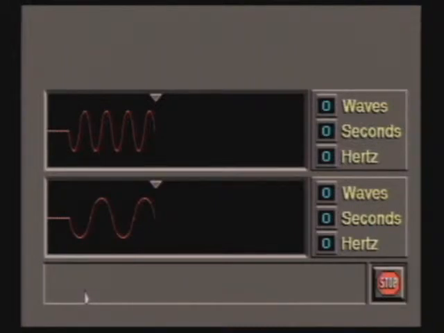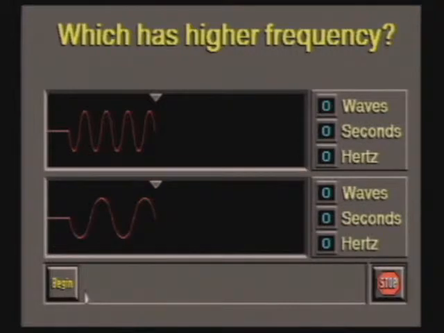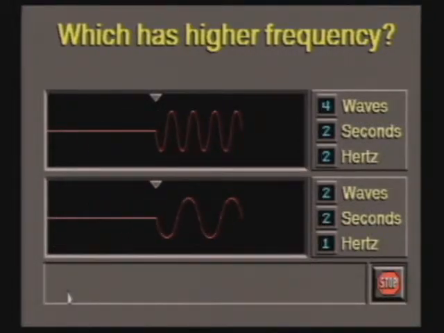Frequency is inversely related to wavelength. The greater the frequency, the shorter the wavelength. Here's an example. These two waves have different wavelengths. If they move at the same speed, which will have higher frequency? The wave with the shorter wavelength has higher frequency.